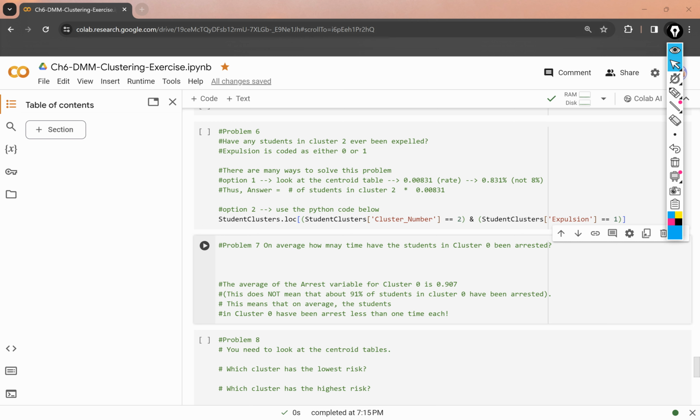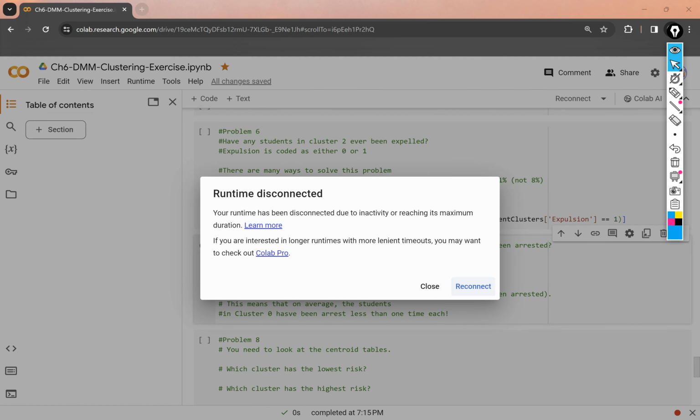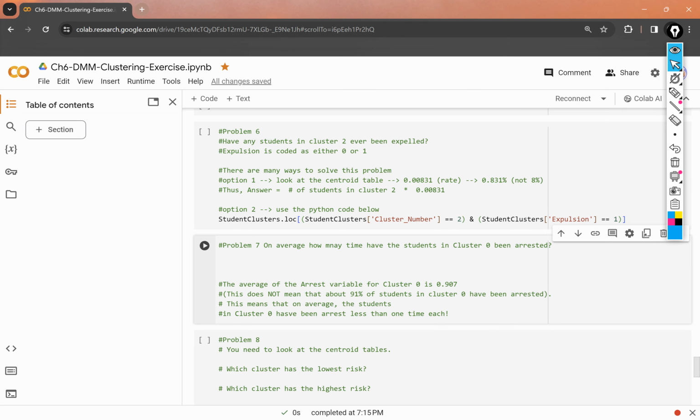Okay, now let's look at problem number 6. Have any students in cluster number 2 been expelled? There are many ways. Another thing is that this expulsion is coded as either 0 or 1, right? And so there are many ways you can solve this problem.